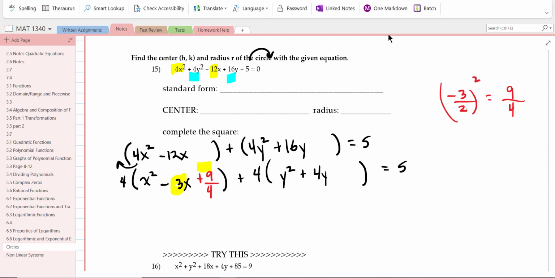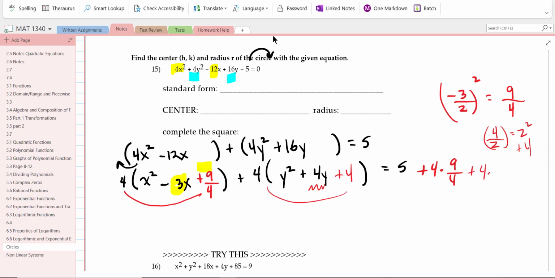So what you get here is you really have 4 times 9/4. So add 4 times 9/4 to both sides. You can't make that mistake. That's a real common mistake to make. All right, now let's do this one now. So now we take the 4. 4 divided by 2 is 2. Square the 2. This time you're going to get plus 4. But again, don't say plus 4. What are you going to say? Plus 4 times 4 is 16. So you got to make sure that you have that like that. That's a real important thing to pay attention to.